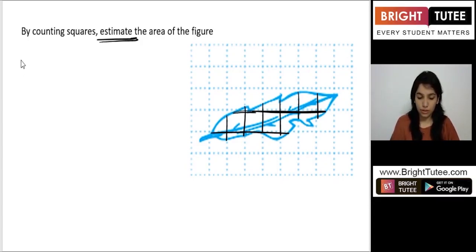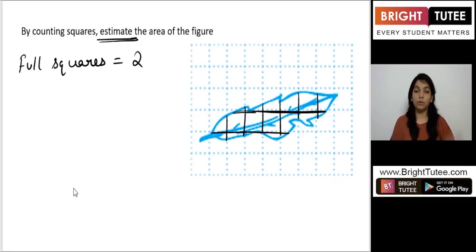So let us write down that full squares are 2. So now look what I'm doing now. Let us write down what is the number of squares that are more than half. Like if this is the complete square, this is exactly half of it, right? So this part is exactly half of this.